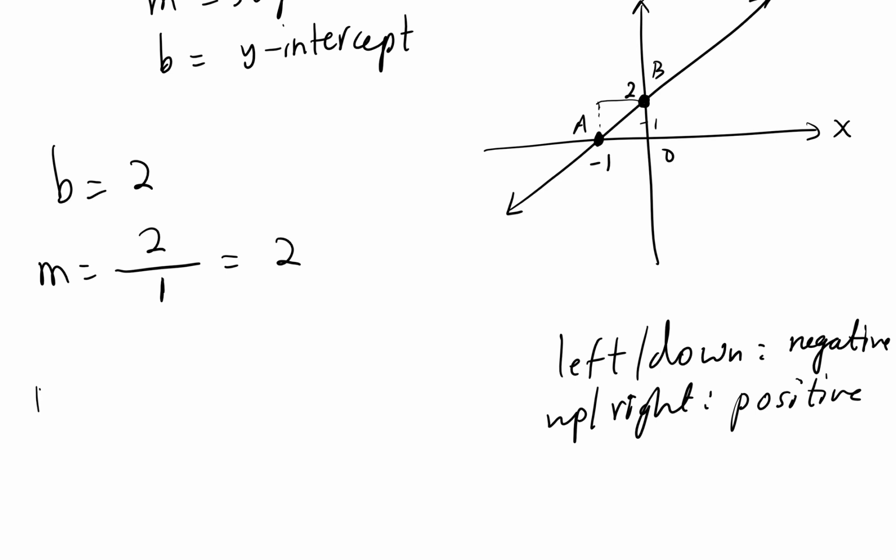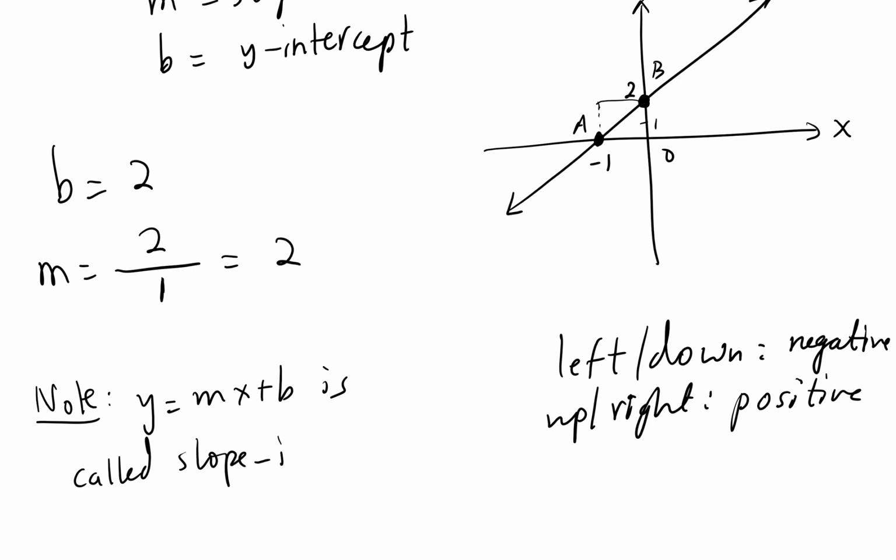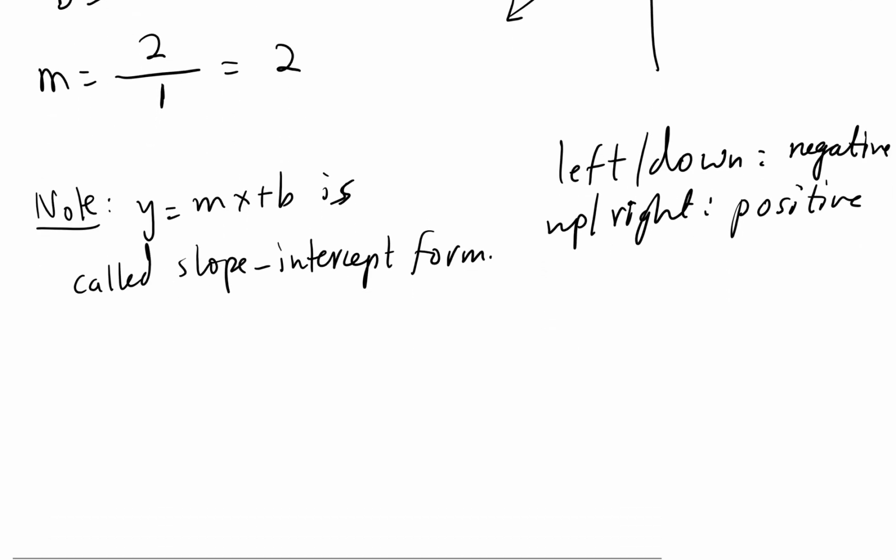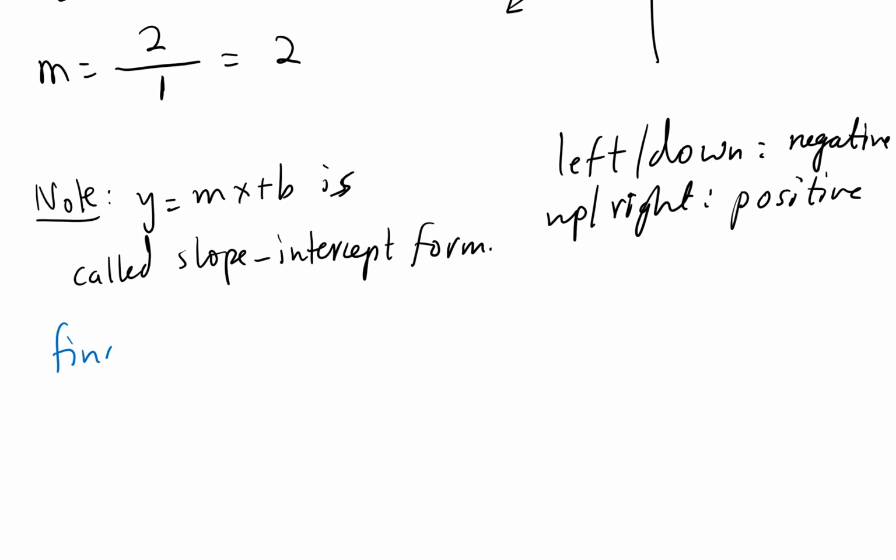And that form, as a note, y equals mx plus b, is called slope-intercept form. So first thing, if they ask us, maybe they ask us not just on the graph, find the slope and the y-intercept.